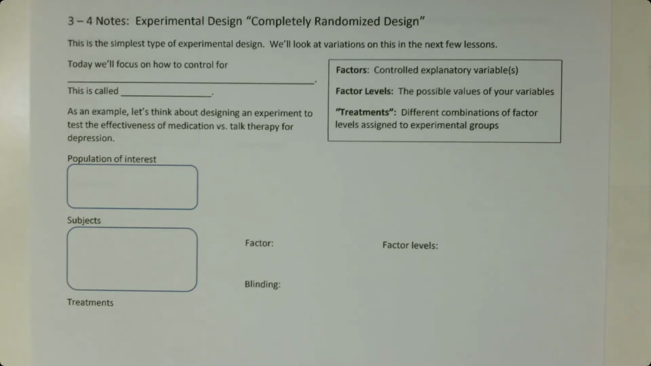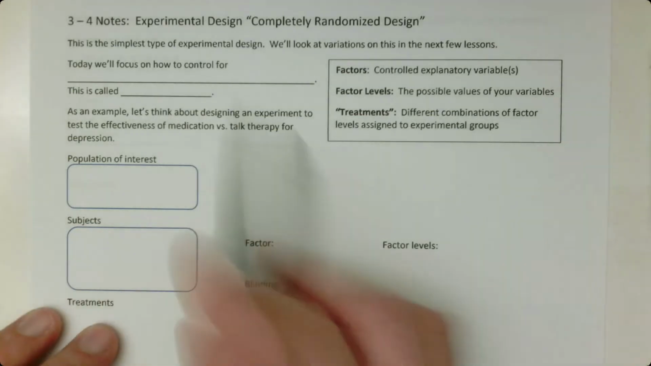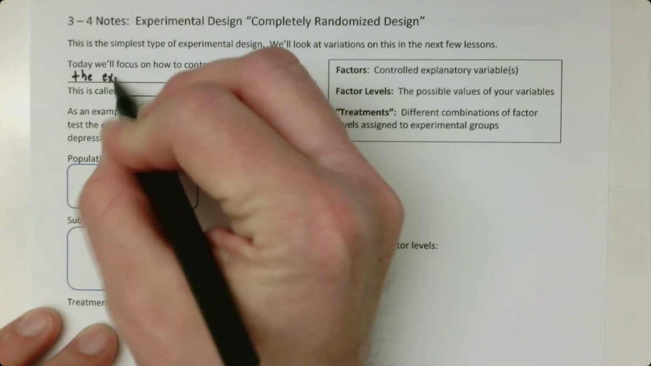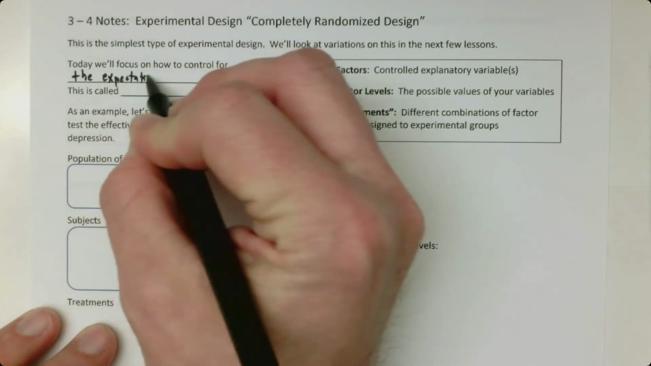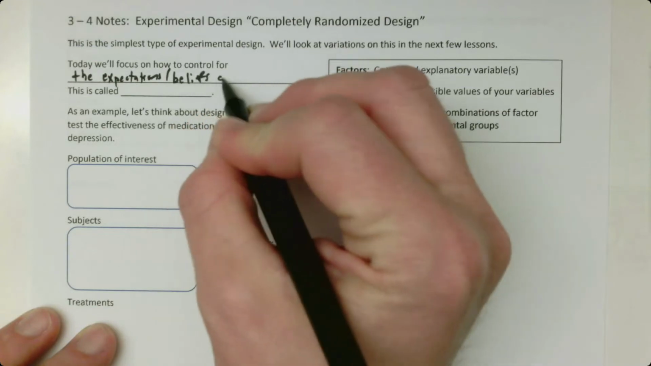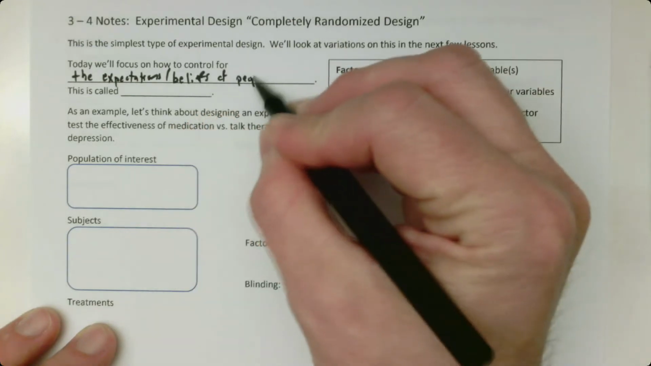Okay, so there is an effect that we talked about called the placebo effect, which is about how the expectations of the participants can affect the outcomes. And so today we're going to focus on how to control for the expectations or the beliefs of people in the experiment.